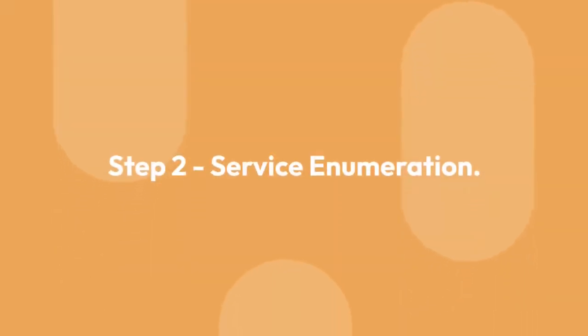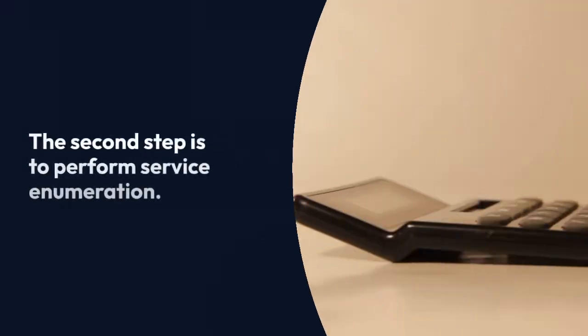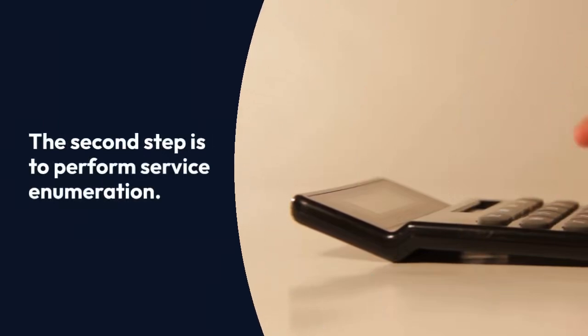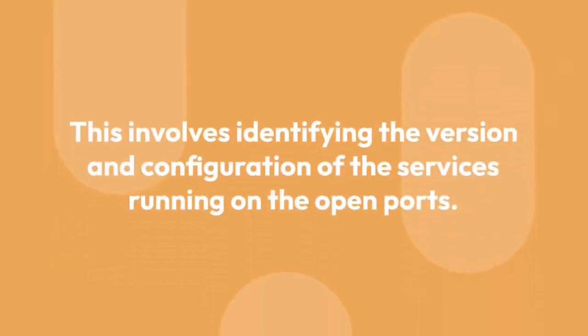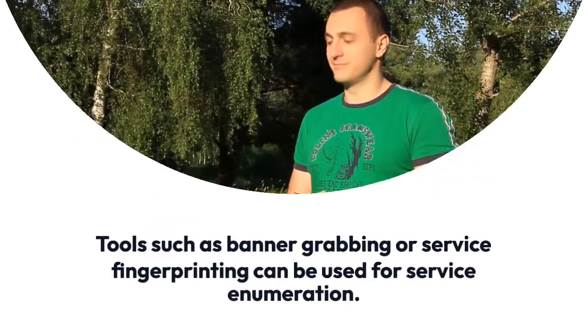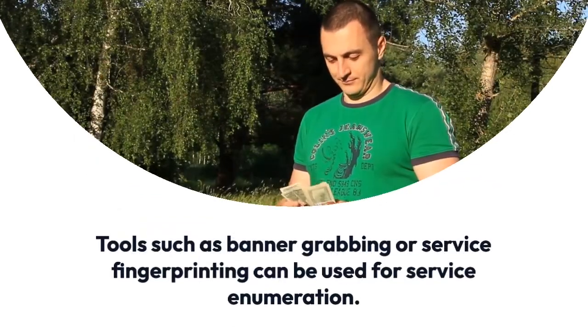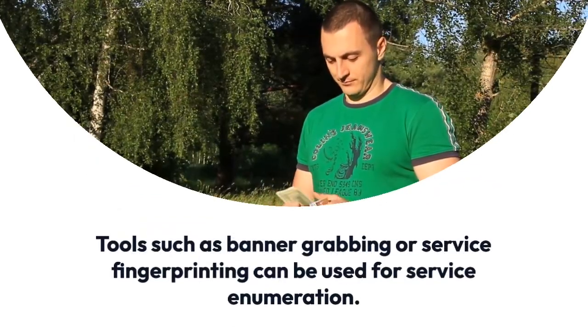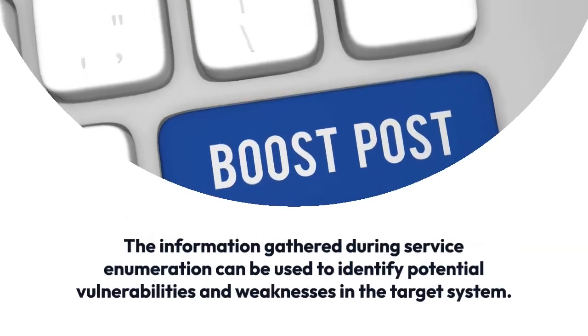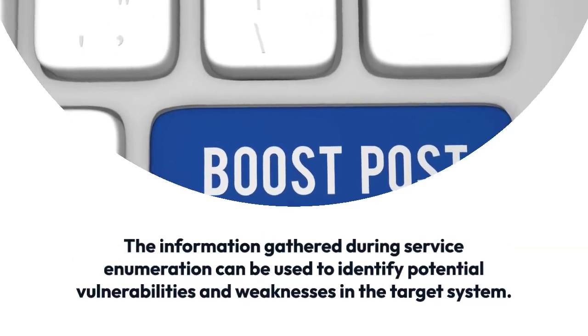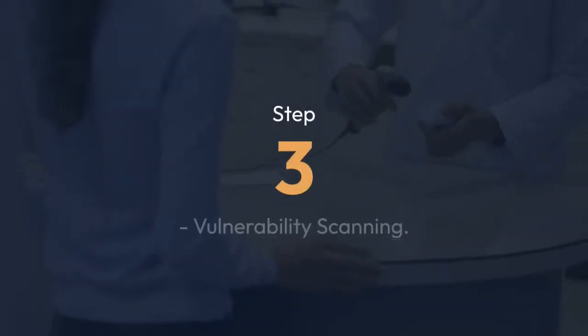Step 2: Service enumeration. The second step is to perform service enumeration. This involves identifying the version and configuration of the services running on the open ports. Tools such as banner grabbing or service fingerprinting can be used for service enumeration. The information gathered during service enumeration can be used to identify potential vulnerabilities and weaknesses in the target system.